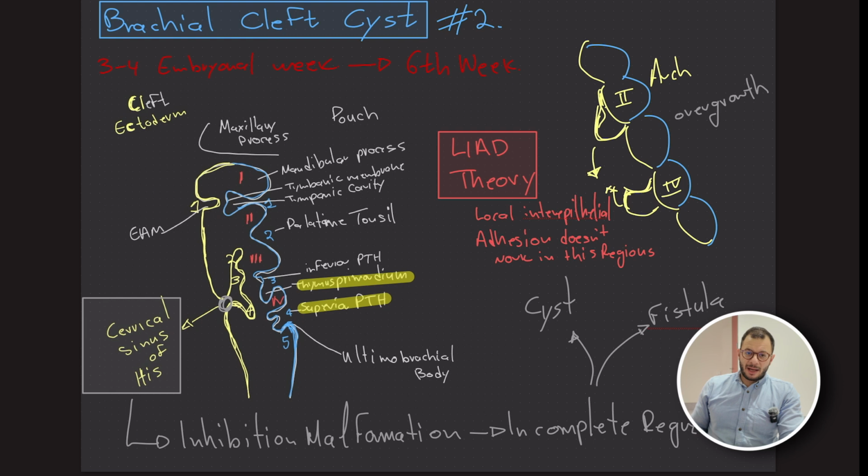Now the formation, as you may already know, the definition of a brachial cleft cyst is the inhibition, malformation, and incomplete regression of the cervical sinus of His. We can see here the cervical sinus of His. But what does this actually mean? I will bring your attention here to this drawing.